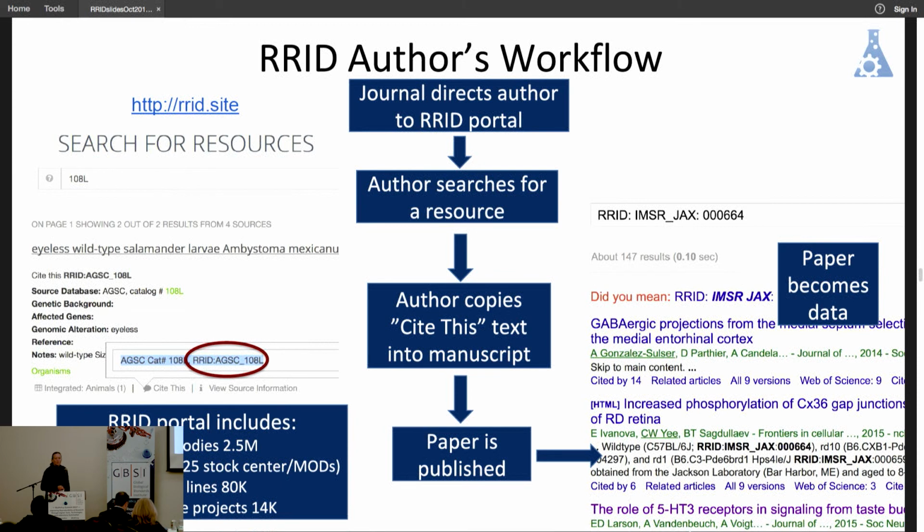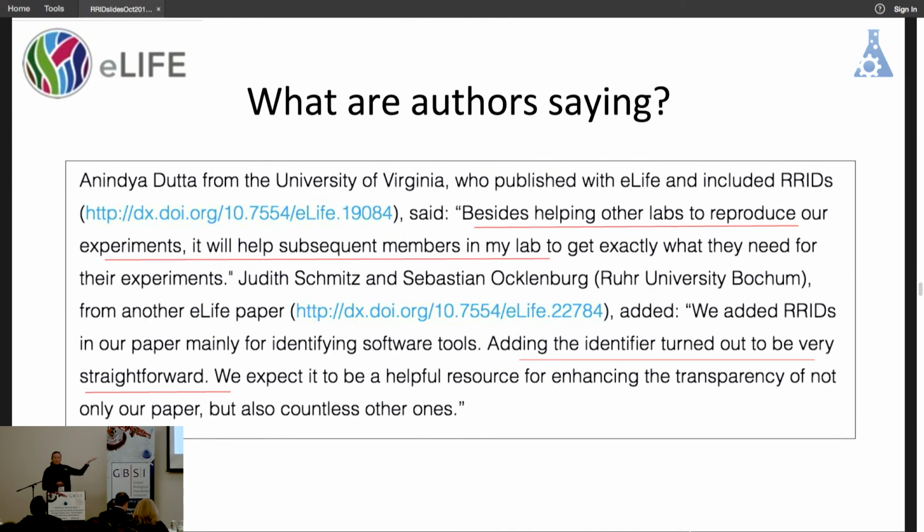The workflow is so simple, I didn't need a video. The journal says, go to this website. They put in their particular search term up there. It's actually relatively simple. They put in 108L, that's what I put. And this is for an Ambystoma, which Ambystoma mexicanum is actually a critter that people use. Then what they're able to do is click on the Cite This button, copy that thing, and just paste it into their manuscript. And magically enough, the paper is published and it becomes data. How cool is that?